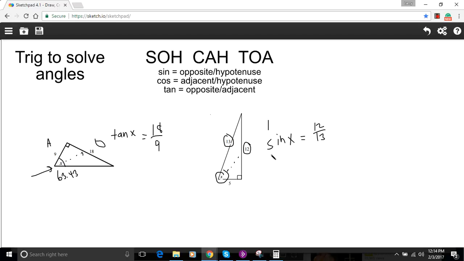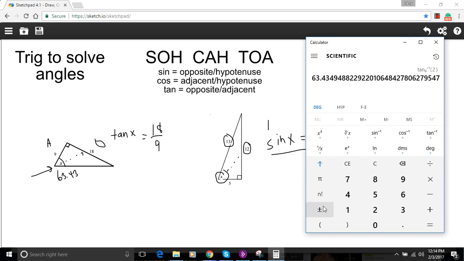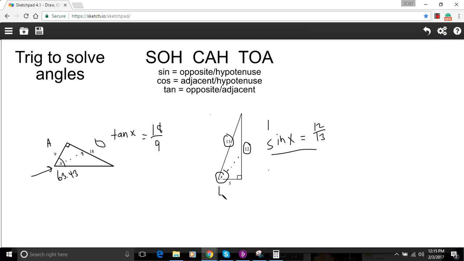So that's our setup. Now we're ready to bring out the calculator. We're going to do 12 divided by 13, and then we'll take the inverse sine. This is still in inverse. I didn't click the arrow again. So we'll take that inverse sine, and we've got 67.38 for the number of degrees in that angle. And that does seem to make sense from this picture. This could be a 67-degree angle.